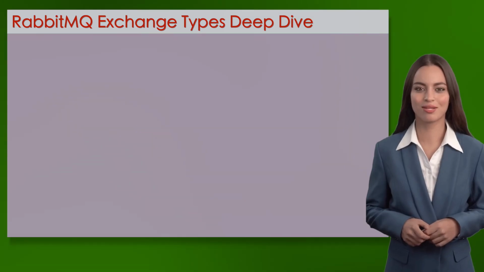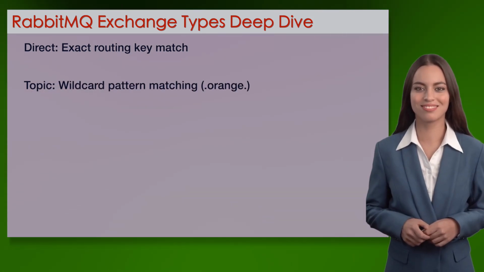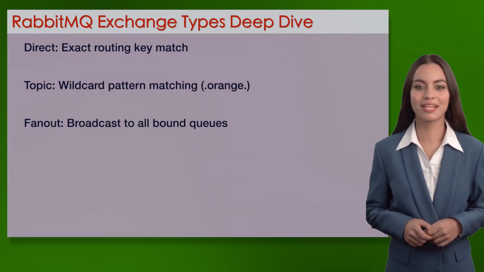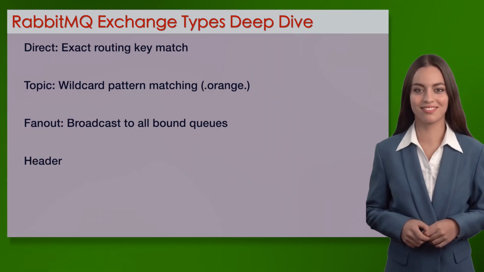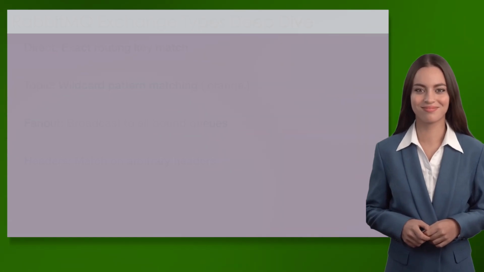RabbitMQ exchange types deep dive. Direct exchanges route messages to queues with exact routing key match, simple and fast. Topic exchanges use pattern matching, for example *.orange.* or fast.#, for flexible routing. Fanout ignores routing keys and broadcasts to every bound queue, perfect for pub/sub. Headers exchanges match on arbitrary message headers instead of routing keys.